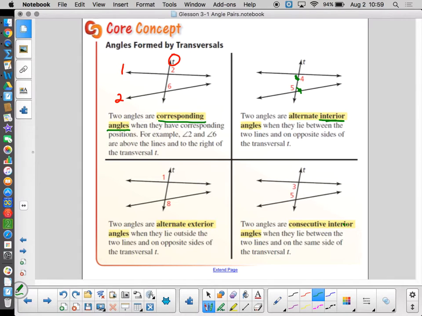Alternate exterior angles, same basic idea. This time, one from each intersection on the exterior and on alternate sides of the transversal, 1 and 8. Or alternate exterior, as are the two angles indicated by the double dots there. Last angle pair are called consecutive interior angles.